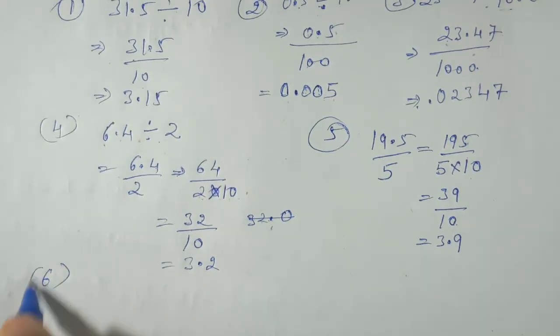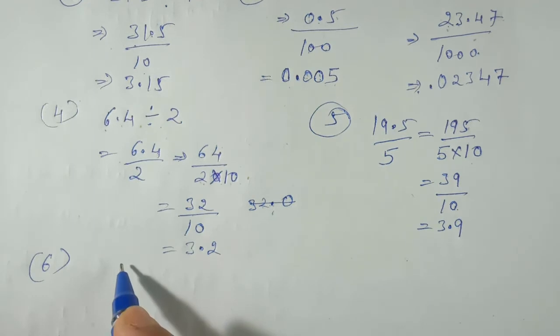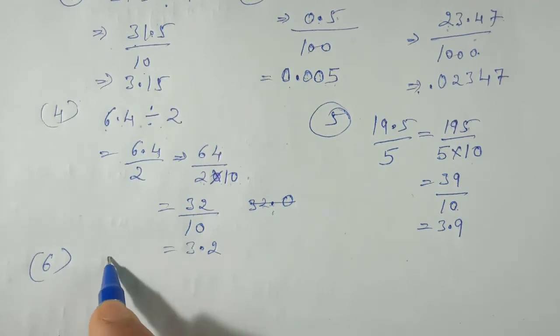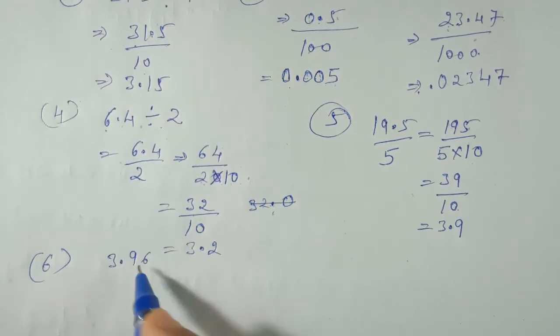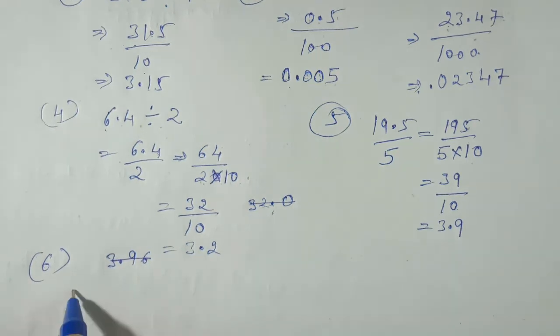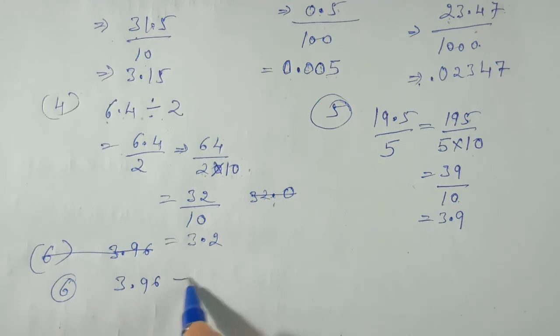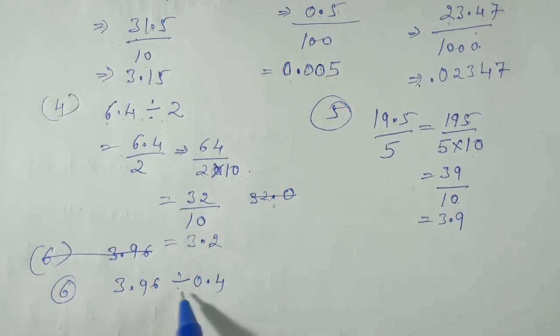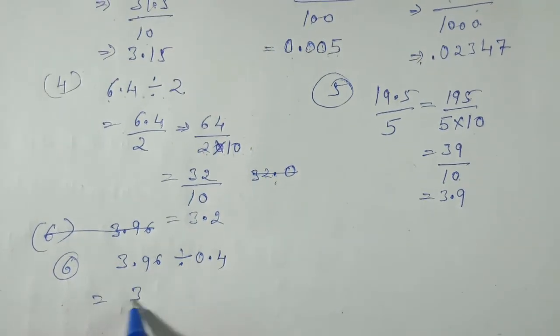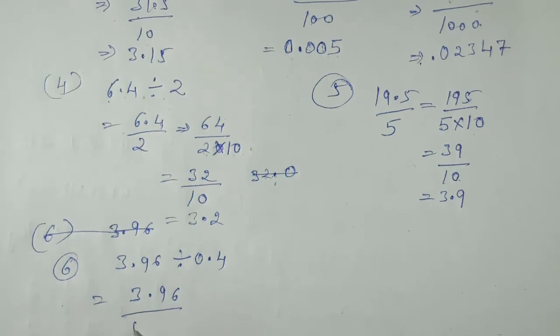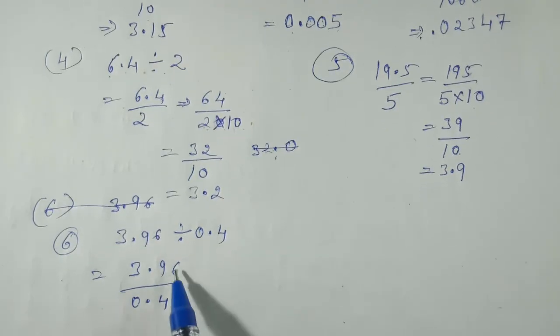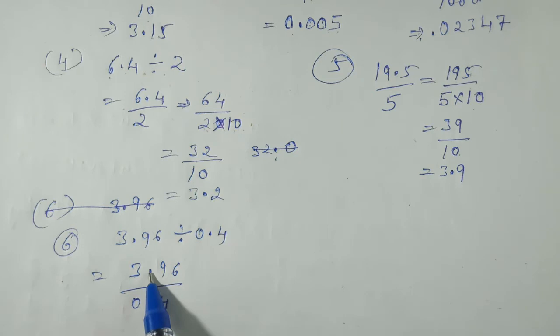Let us take some more examples. Now let us take some examples in which both the numbers are in decimal form. 3 decimal 96 divided by 0 decimal 4. So when we're going to divide it, we're going to write it as a fraction. So here the numerator is also in decimal form, the denominator is also in decimal form.